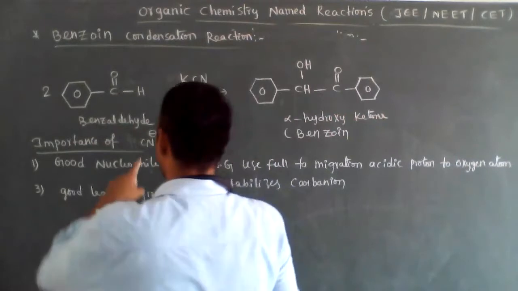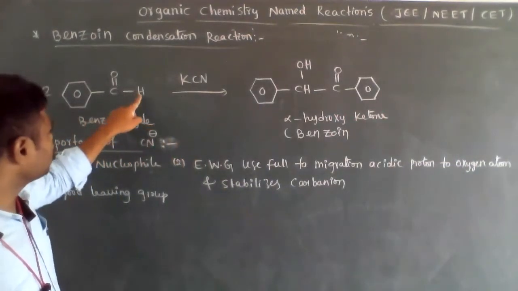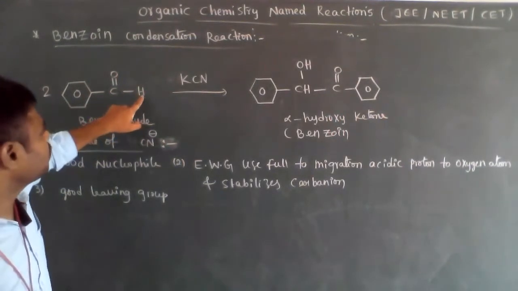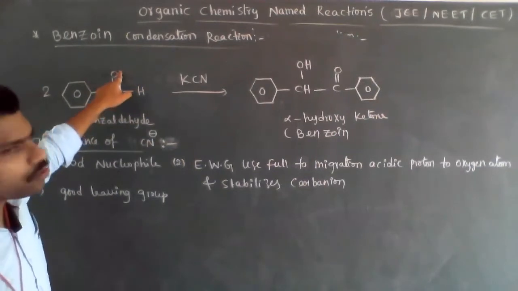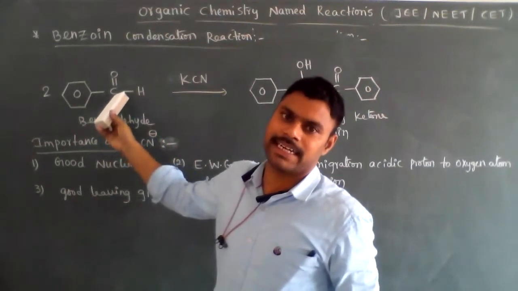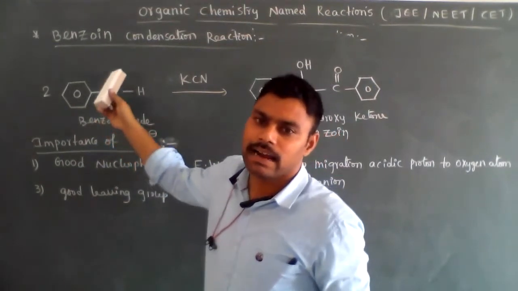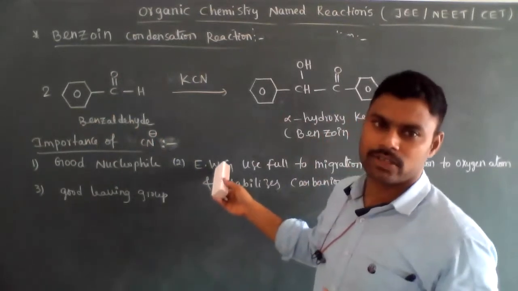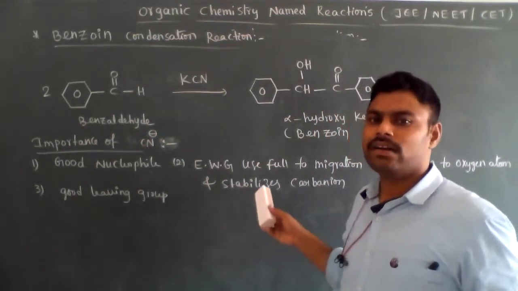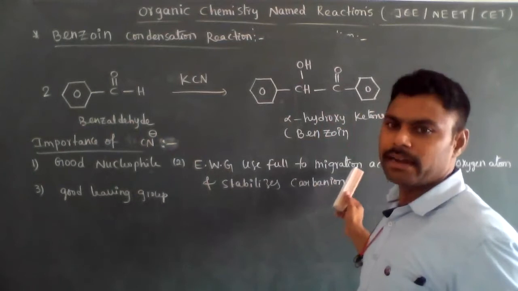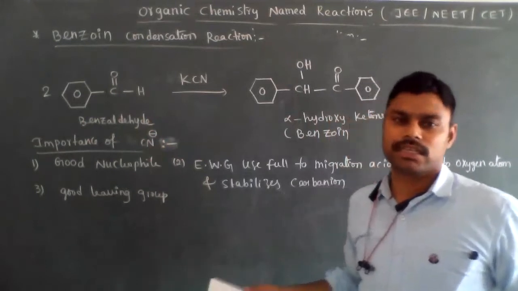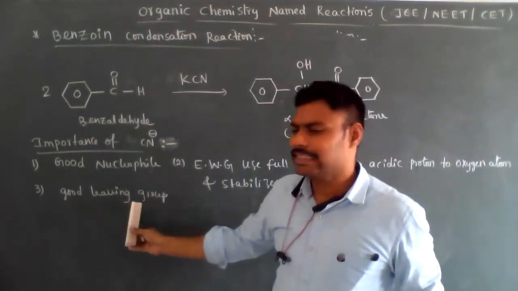That electron withdrawing group helps the migration of this alpha proton, the hydrogen attached to the carbonyl carbon, which has acidic nature. If the acidic proton migrates to the oxygen atom and generates a negative charge on carbon, then the carbanion will be stabilized in the presence of the electron withdrawing group, because CN minus acts as a strong electron withdrawing group. That's why cyanide ion stabilizes the carbanion and helps its formation by the migration of the proton from carbon to oxygen. Again, it acts as a good leaving group.